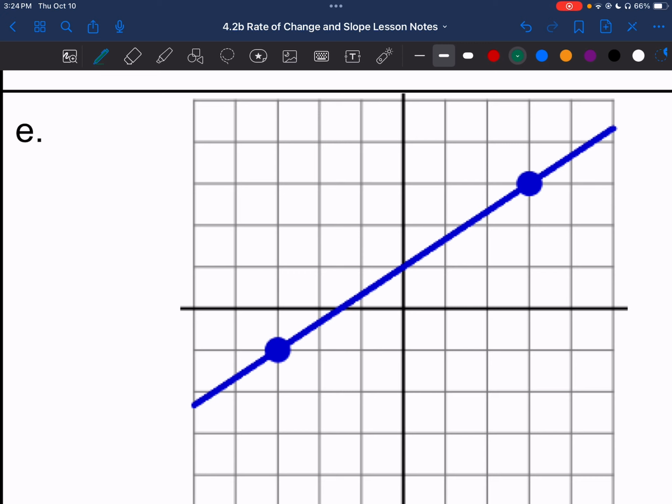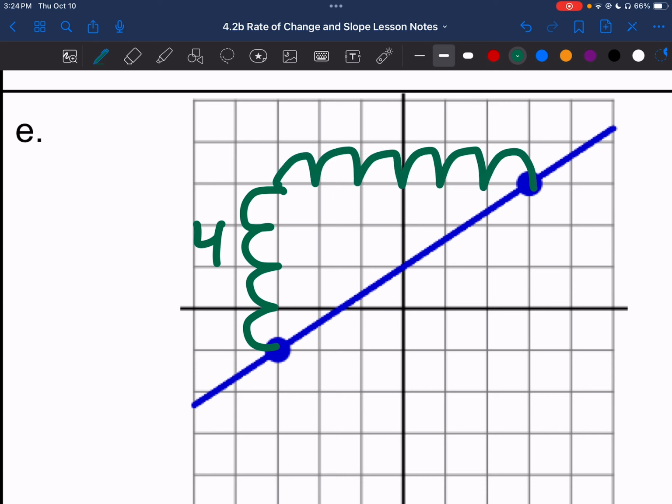Letter E, we have our points identified for us, and we're going up 1, 2, 3, 4. And we're going to go 1, 2, 3, 4, 5, 6 to the right. So 4 over 6 is going to reduce to 2 over 3.